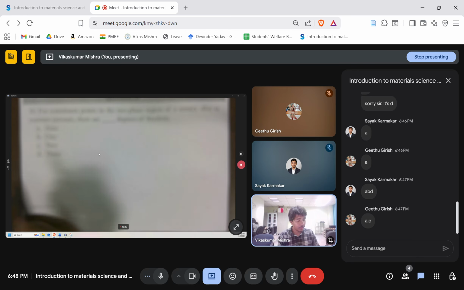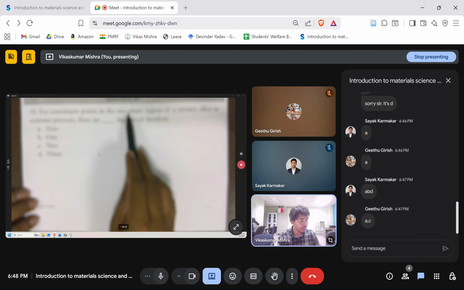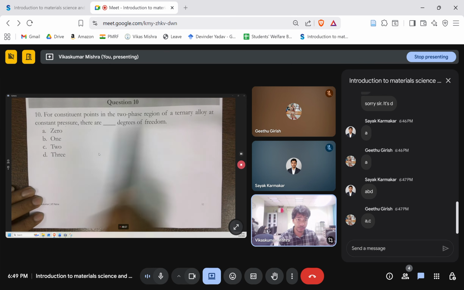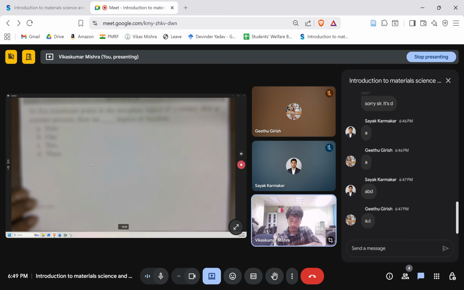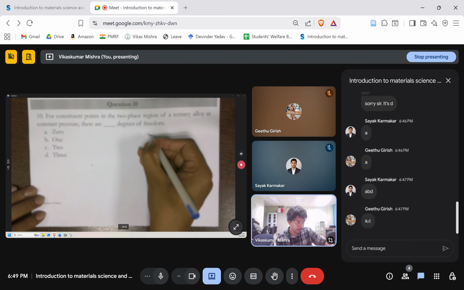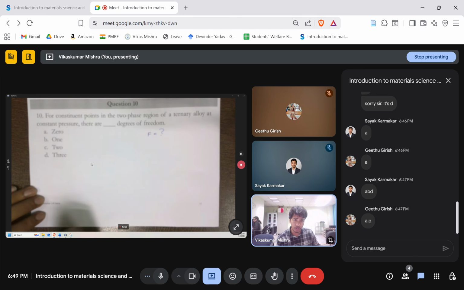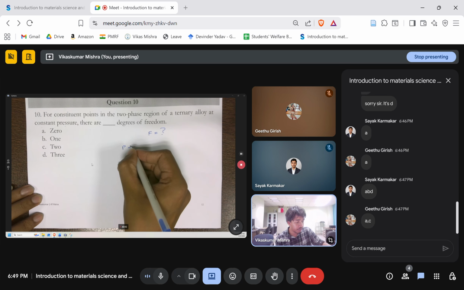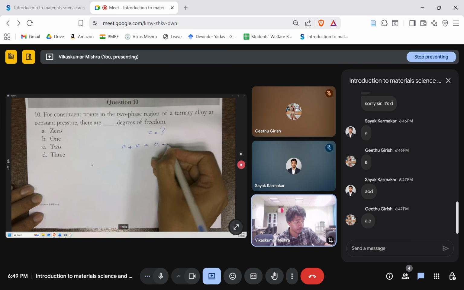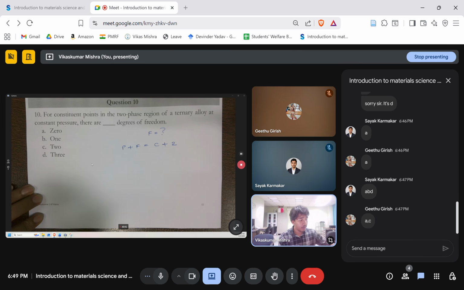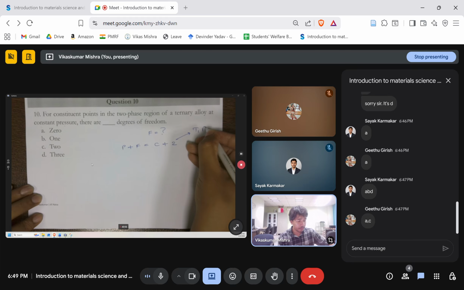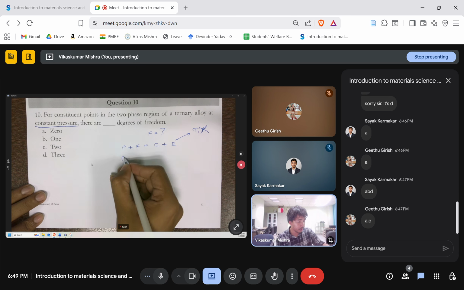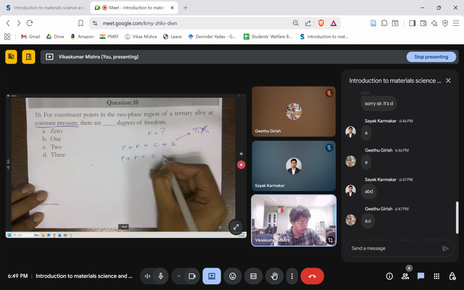This is the question. For a constituent point in a two-phase region of a ternary alloy, at constant pressure, there are dash degrees of freedom. We need to find the degrees of freedom. The only way we can find it is by the Gibbs phase rule, P plus F equals C plus 2. This 2 is for temperature and pressure, but the information given to us is that the pressure is constant. So we'll use P plus F equals C plus 1.